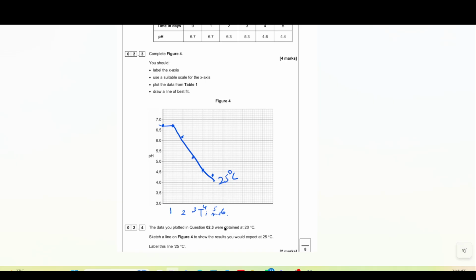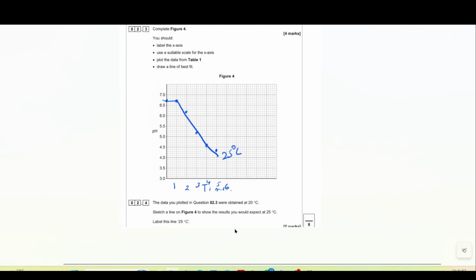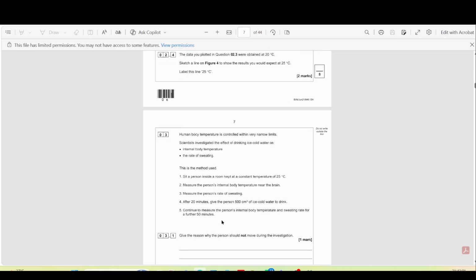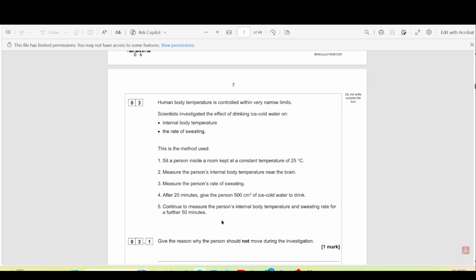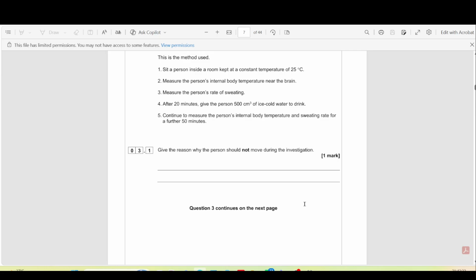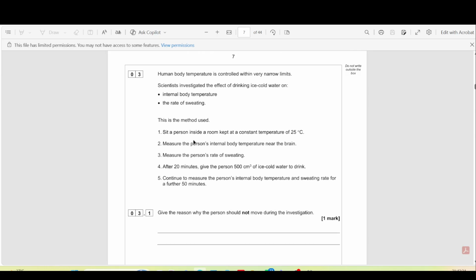Human body temperature is controlled within very narrow limits. Scientists investigated the effect of drinking ice cold water on internal body temperature. Give the reason why the person should not move during the investigation. Set a person inside a room at constant temperature. Measure the person's internal temperature near the brain and the rate of sweating. After 20 minutes, give the person ice cold water to drink. Continue to measure internal body temperature and sweating rate for 50 minutes.